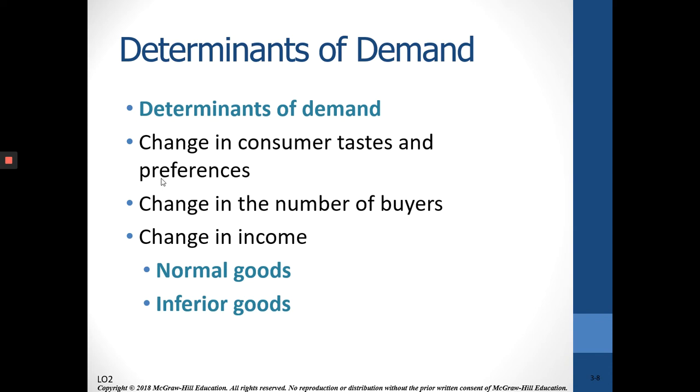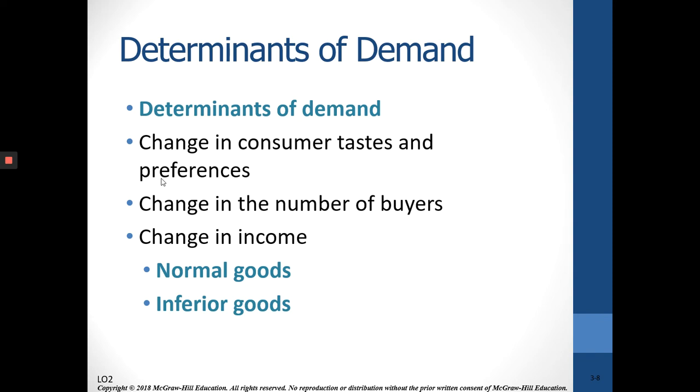The soft drink market is mainly teenagers and young adults. So if those soft drink makers like Pepsi and Coke see the demographic trends and the numbers in that age group declining, they will expect a decrease in demand at each and every possible price for their product. Of course, many of them have added to their offerings to increase that number of buyers, like adding sparkling water beverages and even bottled water.